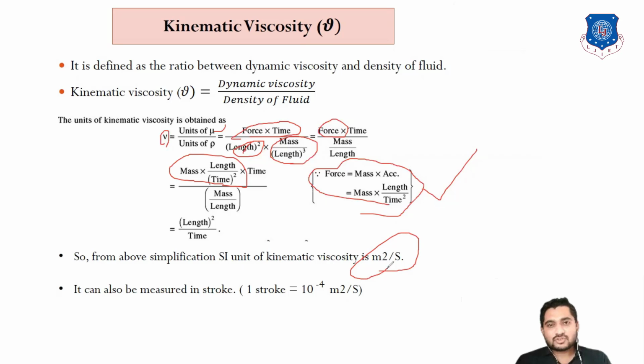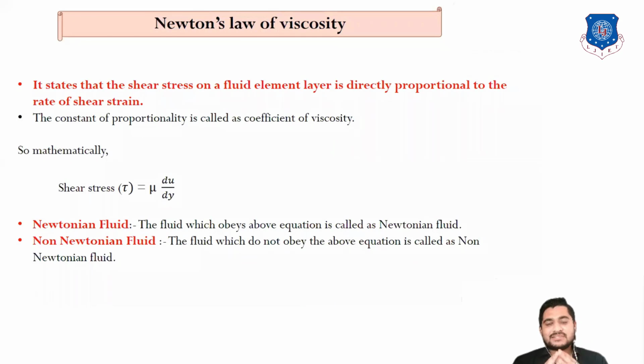It can also be measured in stokes. So one stoke is equal to 10 raised to minus 4 meter square per second, right? So remember guys, for dynamic viscosity the SI unit is Newton second per meter square, and for kinematic viscosity the SI unit is meter square per second. Is it clear? Okay.